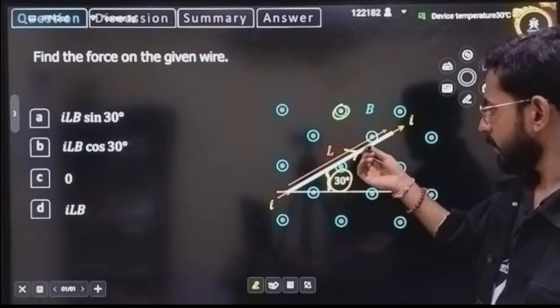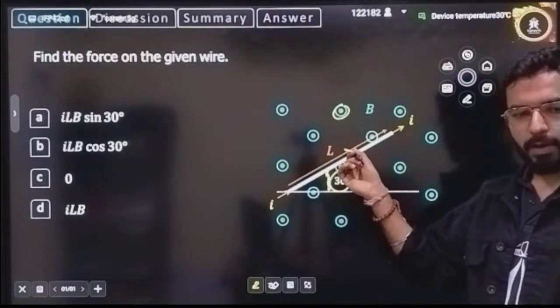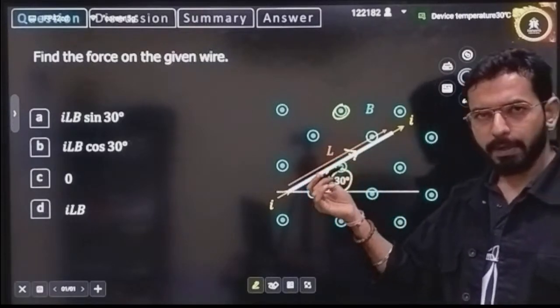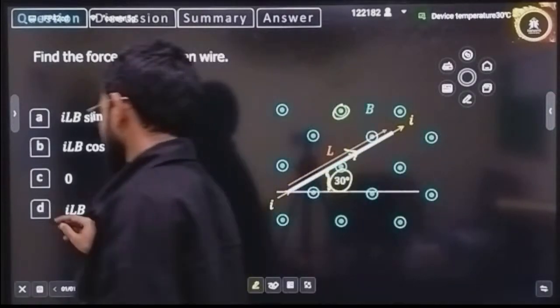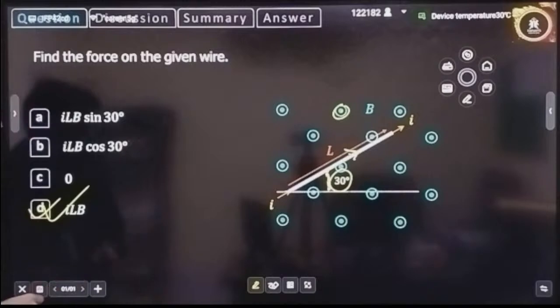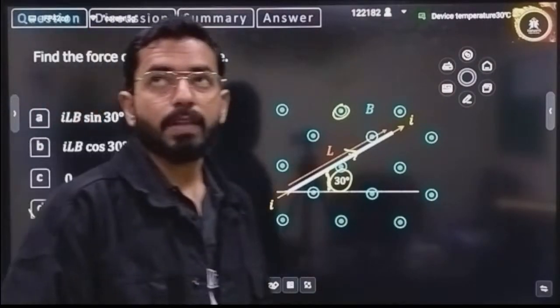Can you say it is not 90 degrees? Let's suppose the magnetic field is coming outside the plane. So I can simply say they are perpendicular to each other. Then it is sine of 90. Which option is coming correct? Simply option D will be correct. Is it clear?